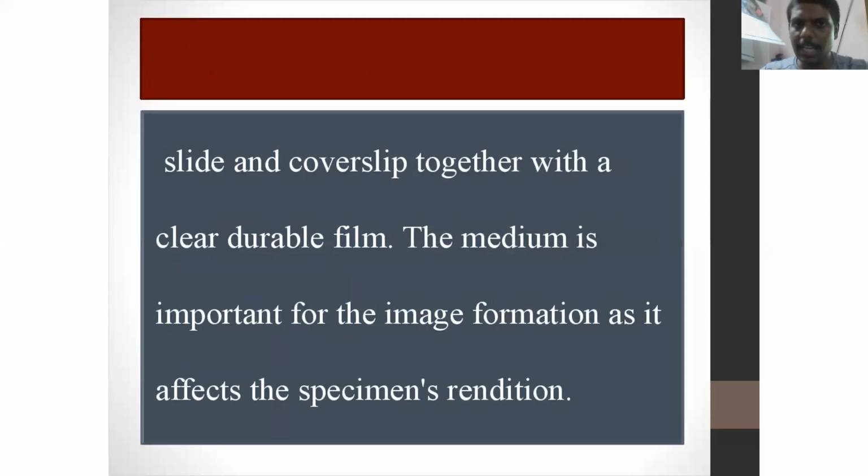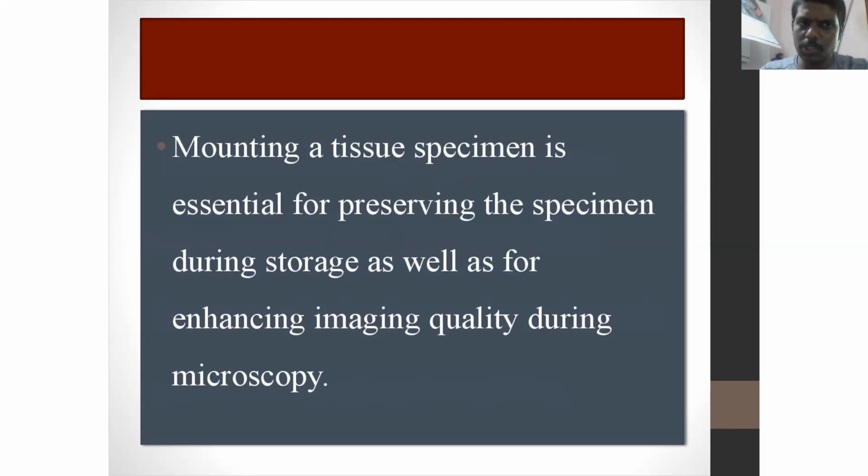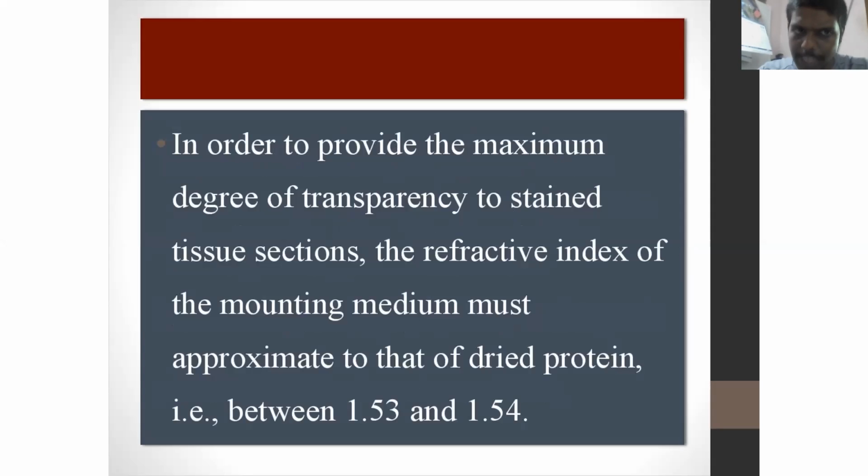The main purpose of mounting media is to physically protect the specimen, and the mounting media bonds the specimen slide and cover slip together with a clear durable film. The medium is important for the image formation as it affects the specimen retention. Mounting a tissue specimen is essential for preserving the specimen during storage as well as for enhancing image quality during microscopic examination. In order to provide the maximum degree of transparency to stained tissue sections, the refractive index of the mounting media must be approximate to that of dried protein, which is around 1.53 to 1.54.